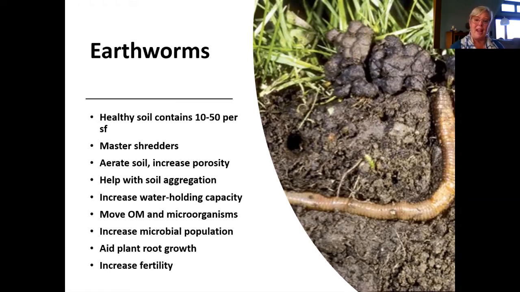Between the slime, the organic matter, and their poop that they leave behind, it all helps with soil aggregation and water holding capacity. And also it provides food for more bacteria and the other microorganisms. So it just builds on itself. When you've got earthworms, it really helps. They aid in new root growth because they're providing more airspace for those roots to be able to expand. And obviously the fertility as well. Nothing quite like earthworm castings to help boost your garden in terms of fertility.